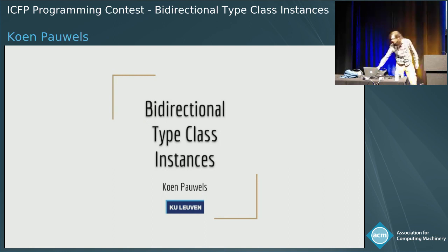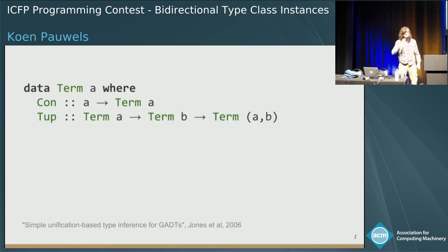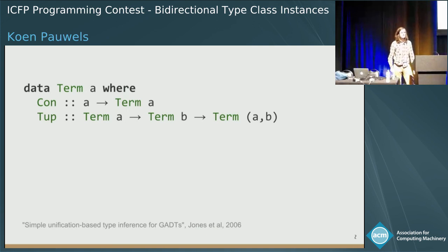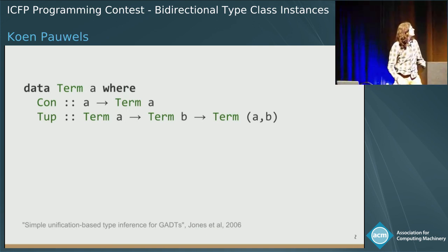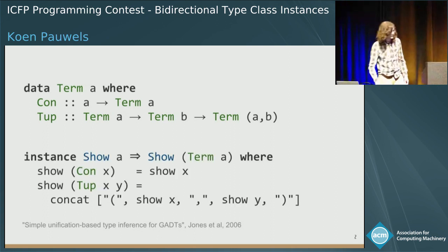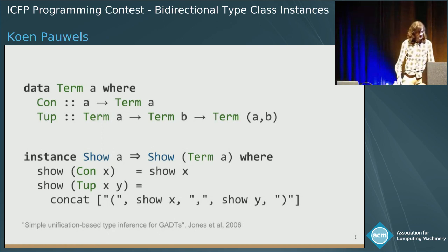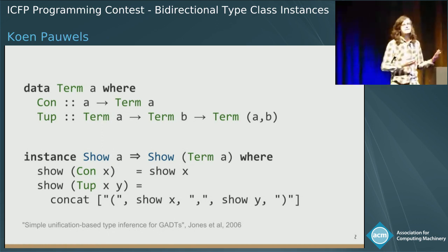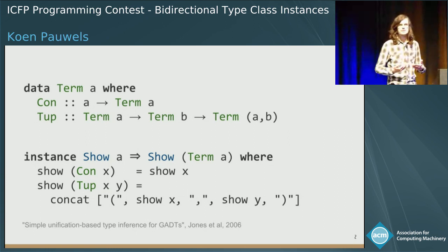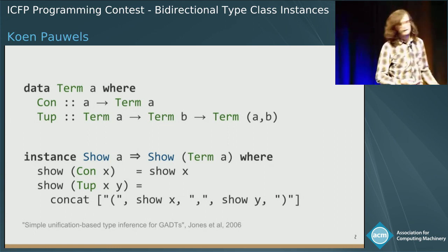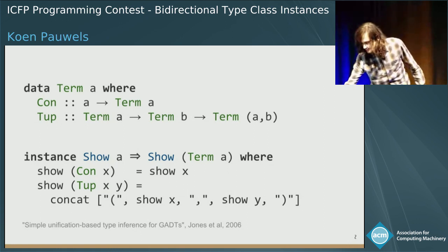More specifically, for some GADTs, it can be surprisingly difficult to make them an instance of even really simple type classes. For example, this Term data type, a GADT. Suppose we want to make that an instance of the Show type class. Then we might come up with a simple instance declaration like this one. I think we can all agree that this seems quite reasonable, like it should compile, right? But in fact, it doesn't in current Haskell.